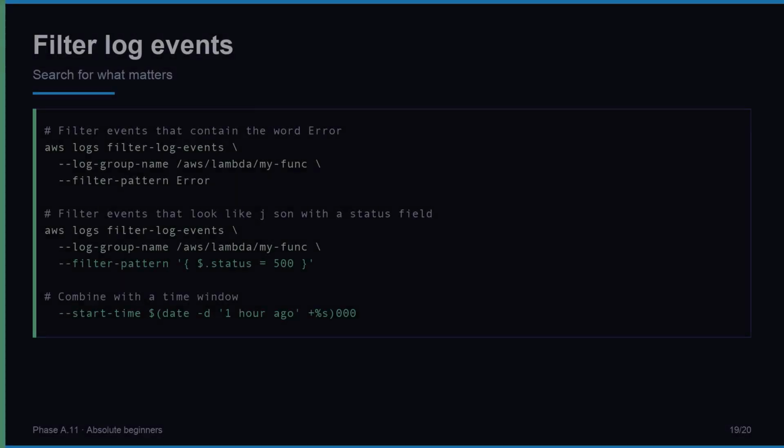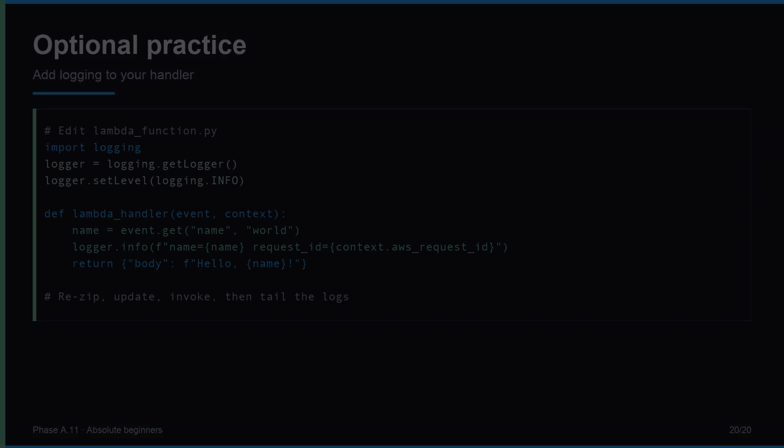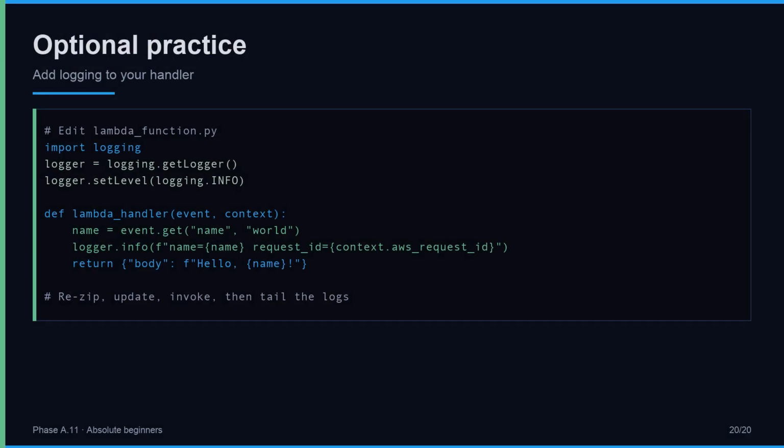Cleanup is next. When you have hundreds of events, scrolling does not scale. aws logs filter-log-events lets you search. A simple filter pattern like the word error matches any event whose message contains error. A JSON-style filter pattern, curly brace $.status = 500, matches events whose JSON has that field. Combine with start-time to limit the window. Filters turn a wall of logs into a focused list of the events you actually care about. Search for what matters.